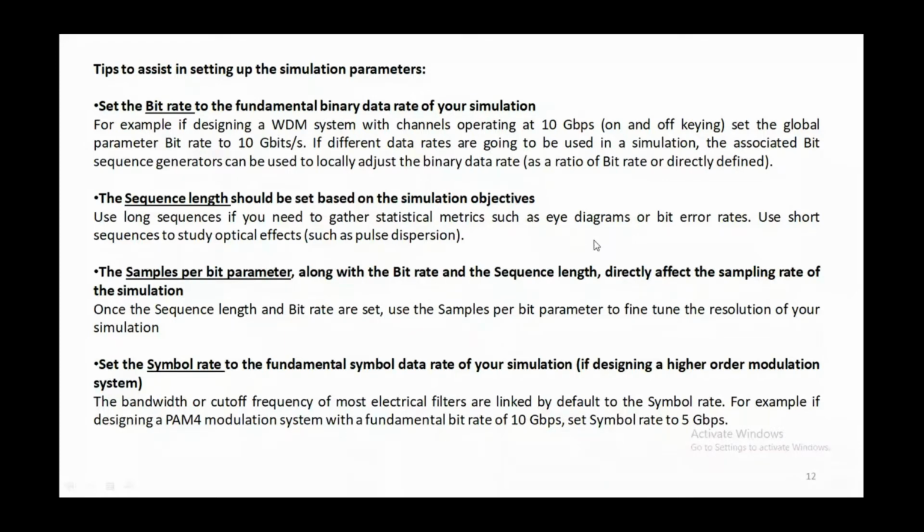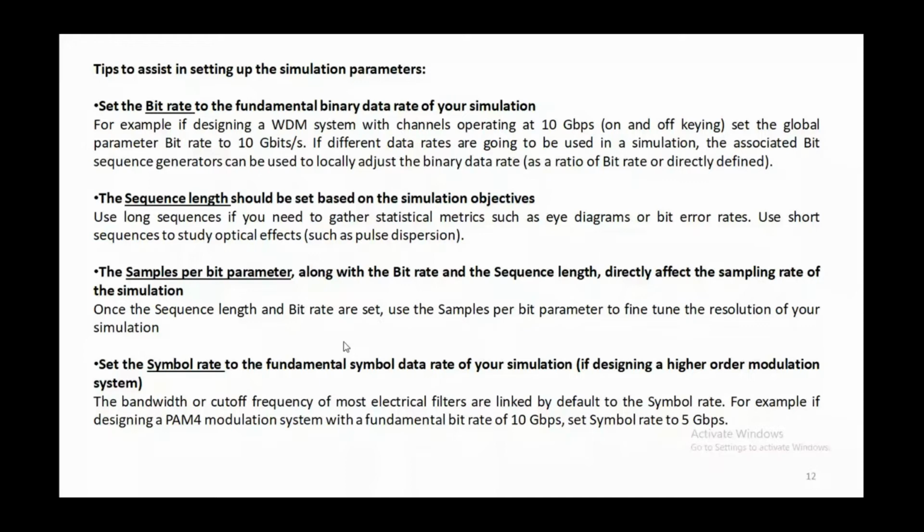Then the samples per bit parameter, along with the bit rate and the sequence length, directly affects the sampling rate of the simulation. So once the sequence length and bit rate are set, use the samples per bit parameter to fine tune the resolution of your simulation. With the help of this parameter, you can easily find your outputs.